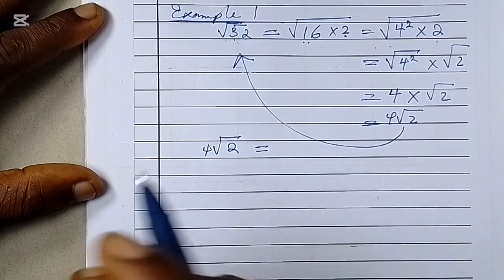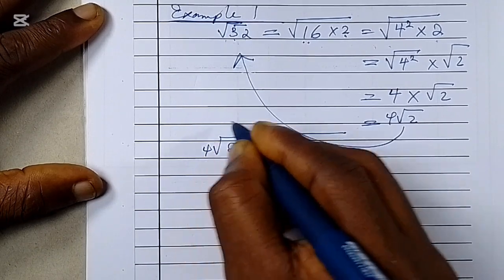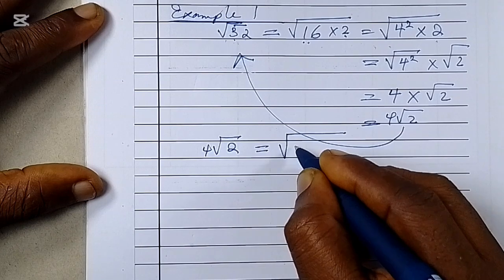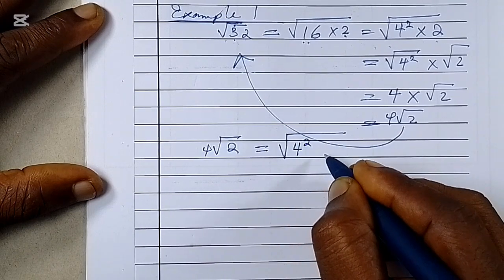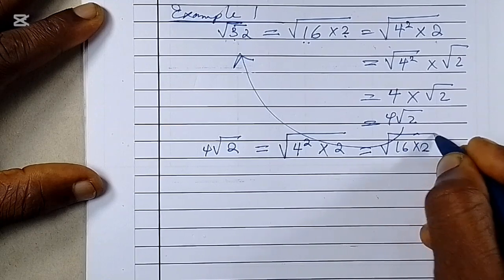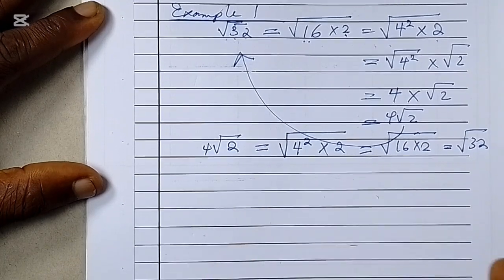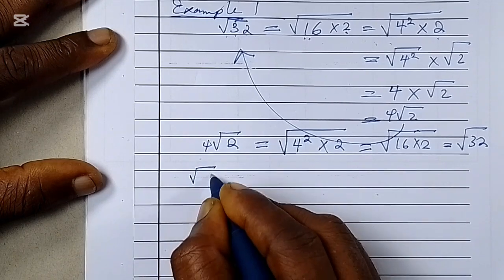If I was asked to put it as a normal surd, all I would have to do would be to incorporate 4 back into the square root, and for 4 to go into the square root, it has to come with a square times 2, and that will give me the square root of 16 times 2, which is equal to the square root of 32. So you can reverse the process. Let's take another example. Now, what if we were given root 8?